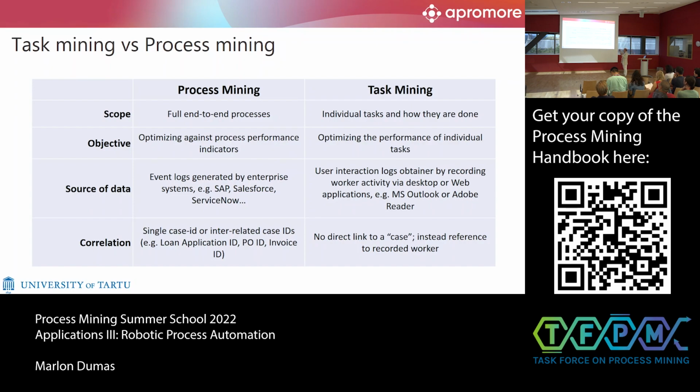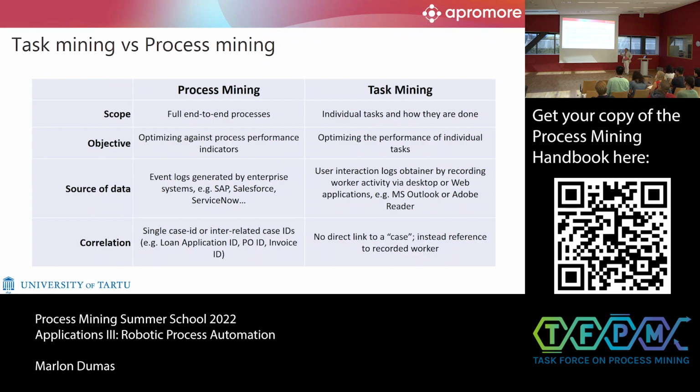Task mining works at the level of tasks, of course. In process mining we optimize against end-to-end KPIs, process performance indicators. In task mining, you optimize against task performance indicators. And the sources of data are different. In process mining, the sources of data are enterprise systems, ERP, CRMs, SCMs, etc. In task mining, you are working with user interactions recorded typically on desktops of workers in your company.